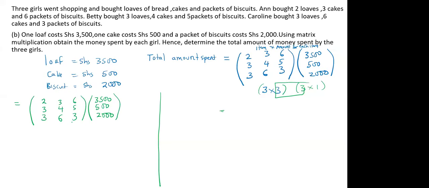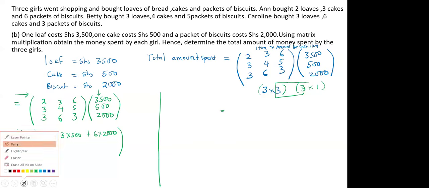Now, what is going to happen? Like we know that we always multiply a row by a column. So I'm going to multiply my matrices. Show how you are multiplying. Say this is going to be 2 times 3,500 plus 3 times 500 plus 6 times 2,000. I want you to take note that when I'm multiplying, this element here is going to multiply with this. Then the 3 multiplies with this. Then the 6 multiplies like that, because this is the row and the other one is the column. So that's how I am supposed to multiply.